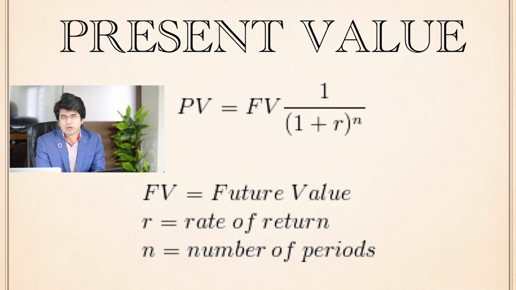So the formula to calculate present value is equal to future value divided by 1 plus r raised to power n, where FV represents the future value, PV represents present value, R is the rate of interest, like we said, or rate of return, and N is the number of periods, or you can say number of years.